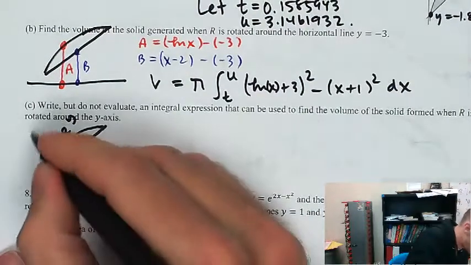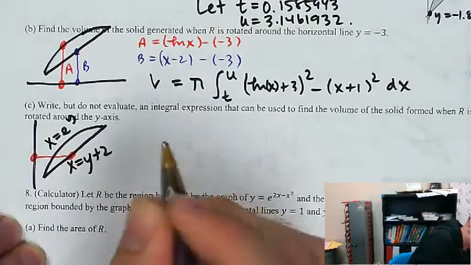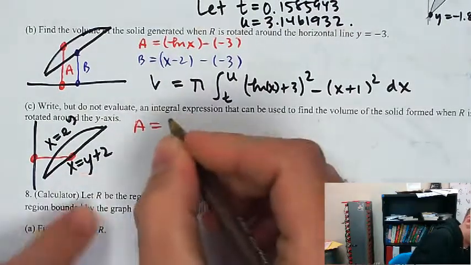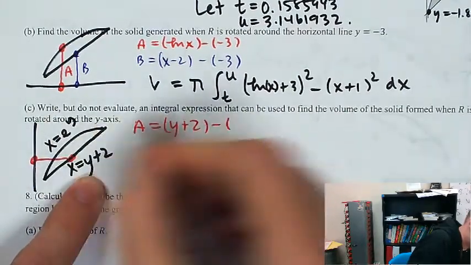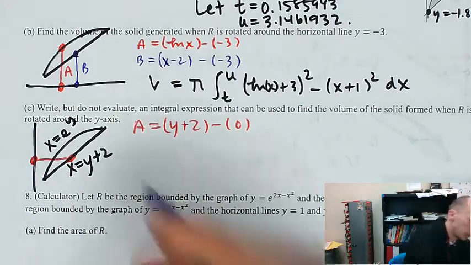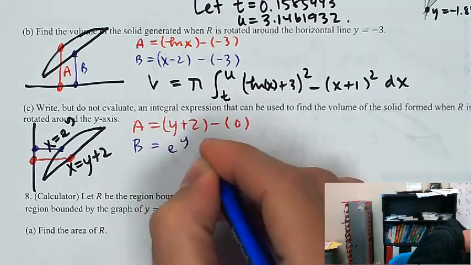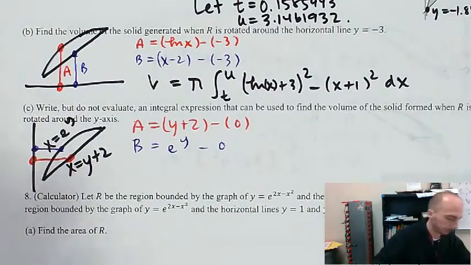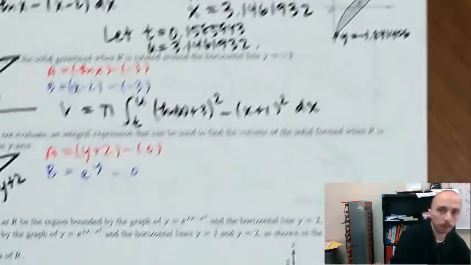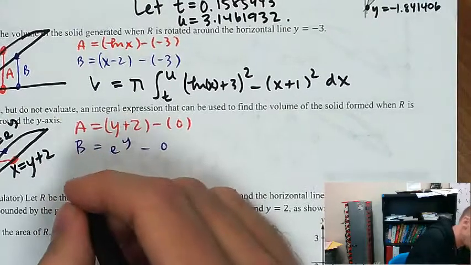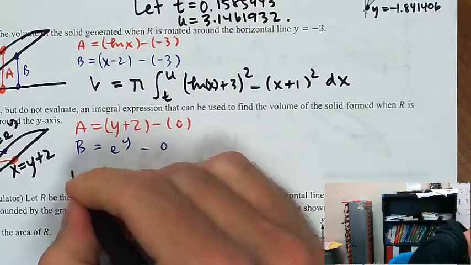Around the y-axis, there's a little bit of separation there. Okay, large radius is right minus left, y plus 2 minus, that y-axis is x equals 0. Small radius is e to the y minus 0. And so then I'm going to be integrating from this y value to that y value. And since I only got to do it once, I'm just going to copy the numbers, because you'd have to copy the numbers to say let y1 and y2 equal that. So we don't want to do that.